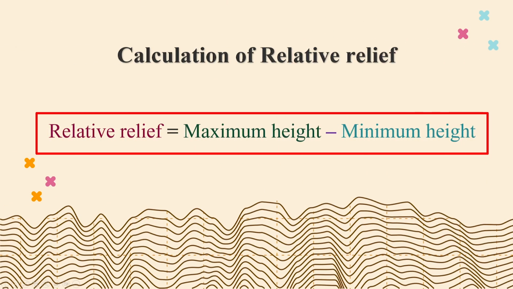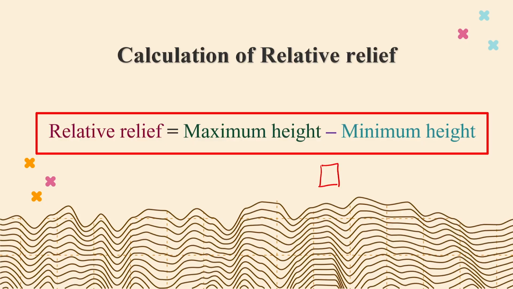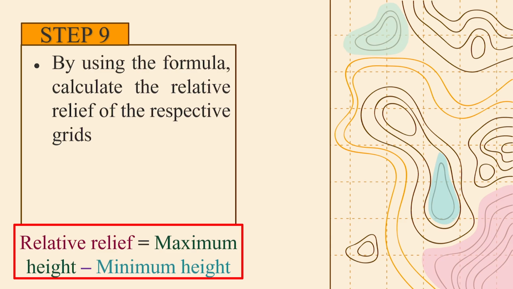The next step is the calculation of relative relief. Smith placed everything in the form of grids, and the next step he took was to give a formula in order to calculate it easily. In order to calculate the relative relief, he found the difference between the maximum height and the minimum height. So, by using the formula, we are now going to calculate the relative relief that is present.